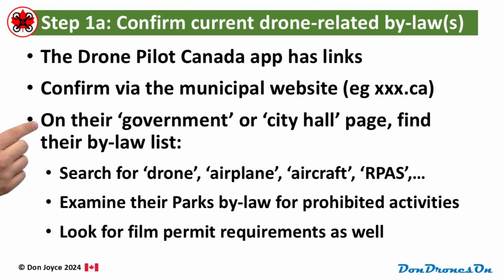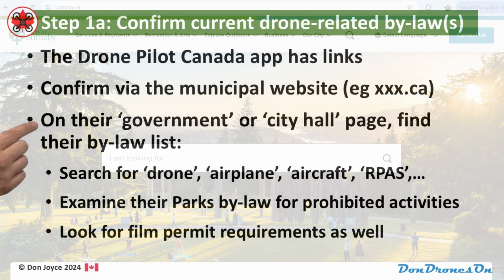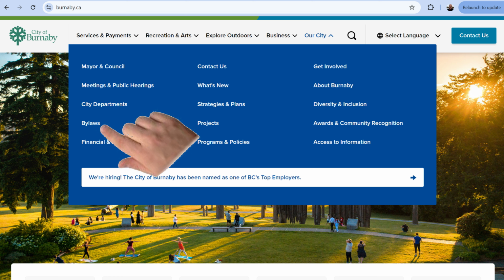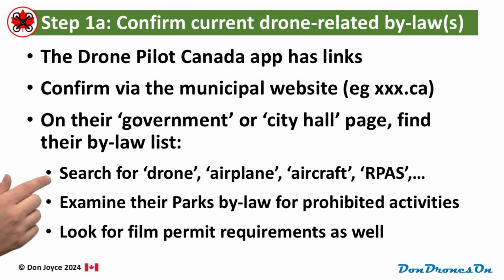These websites always have a government or city hall kind of a page, and that's where you'll find the list of bylaws. If there's a search mechanism on the site, you can try looking for keywords like drone, airplane, aircraft, or RPAS. But my experience is these searches don't usually turn up anything. But don't get discouraged. Scan through the list of bylaws. There's usually a parks bylaw with prohibited activities like drones or model aircraft. And there may be bylaws referencing film permits as well.